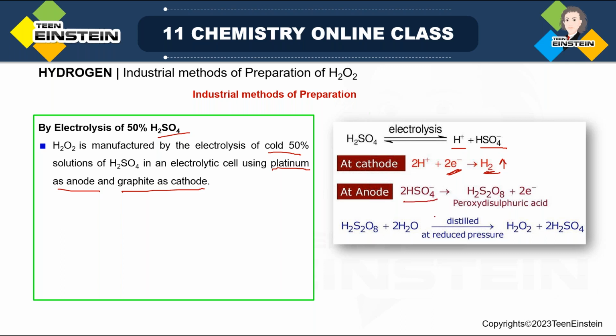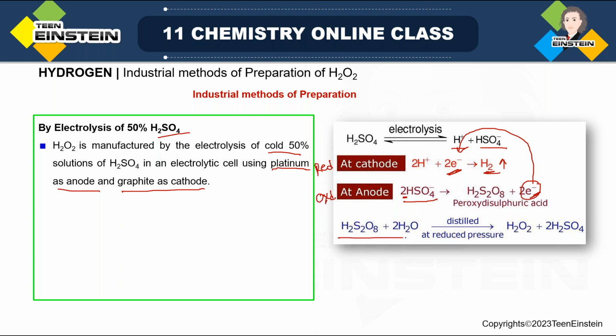And at anode, this HSO4- ion, we have two HSO4-, will be converted to H2S2O8 and 2 electrons will be removed. So here basically oxidation is taking place, and normally that happens: reduction at cathode, oxidation at anode. If you consider the overall reaction, this is peroxydisulfuric acid, H2S2O8. This formula, the name is peroxydisulfuric acid. The 2 electrons produced here will be used up at the cathode.